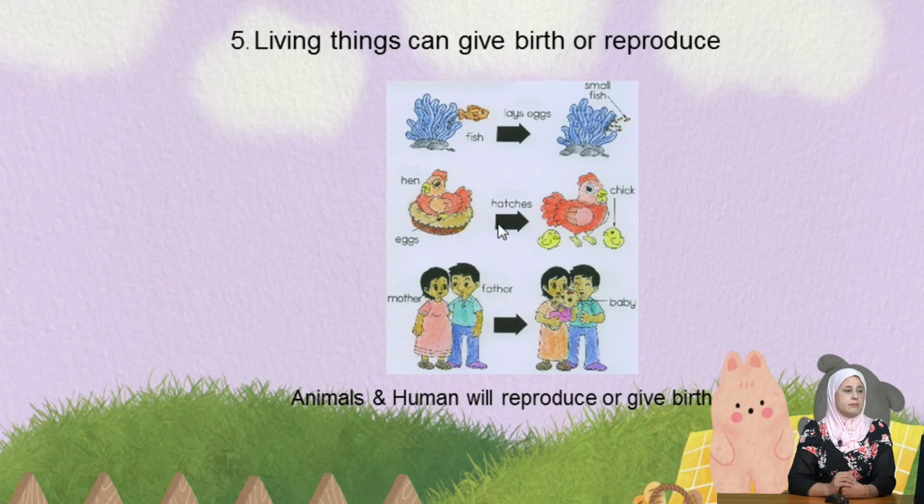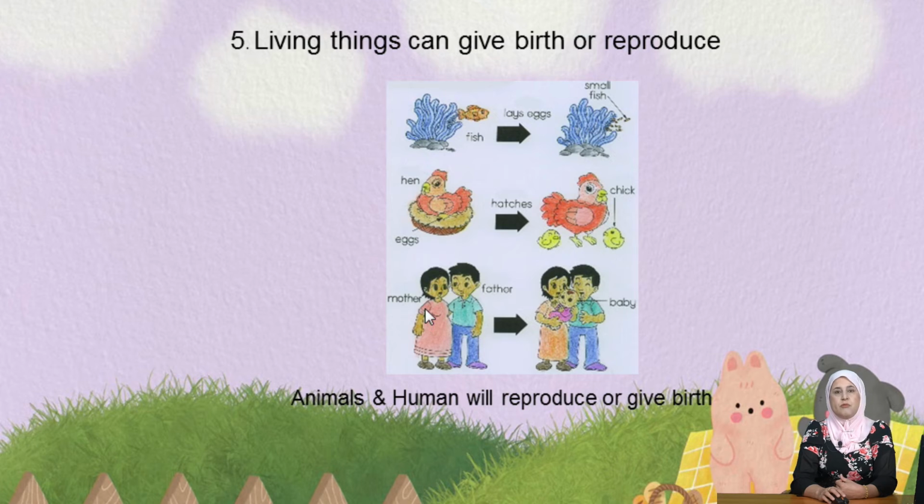Living things can give birth, reproduce. They can be born again, like the recycle, okay? Like the fish, small fish egg, and then small fish, and then they grow again into the big fish, okay? Like the hen lays eggs, and the egg is the chicks. The chick grows into a big hen, and again lays eggs, okay?